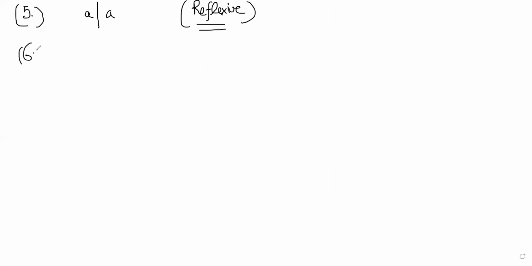The next property that we'll look at is property number 5, which says just a divides a. This is the reflexive property. a will divide a because a is equal to a into 1. So that is obvious.